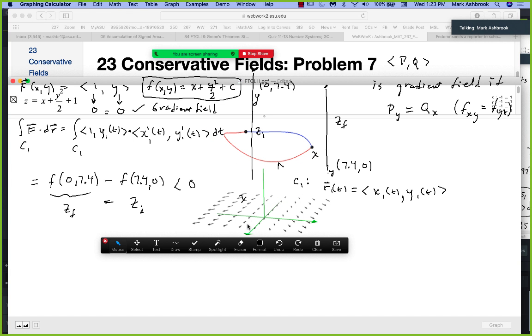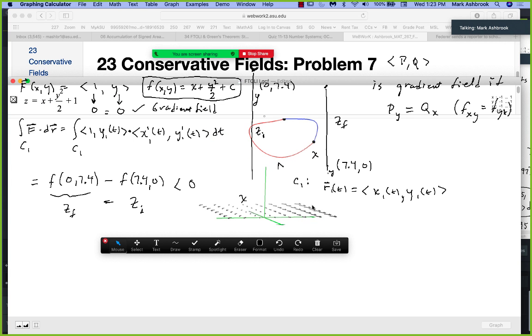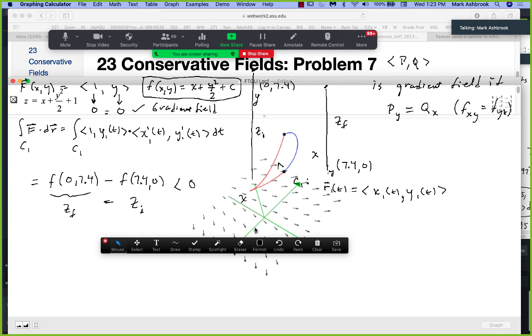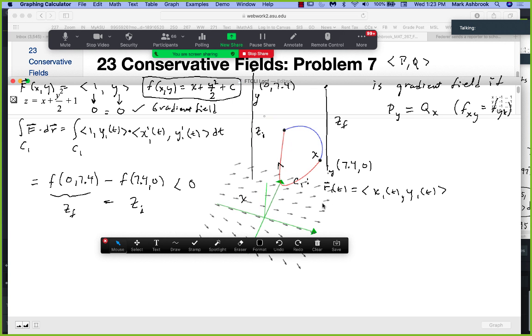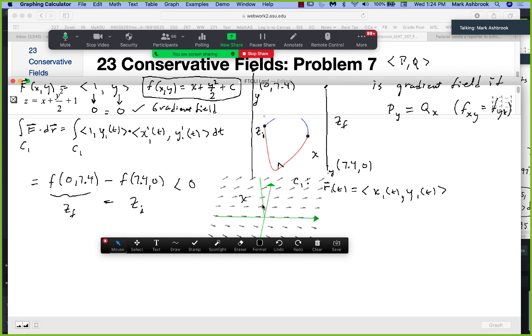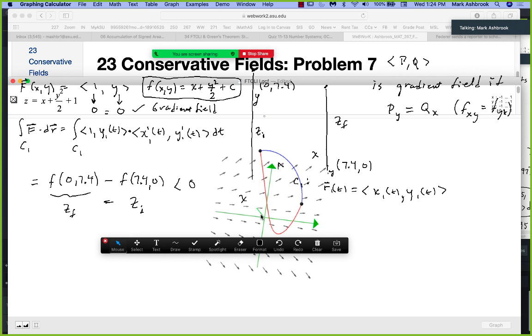Okay, so going back to R2, I'm going to move this back to R2 again. What would be another way to get the value of that original line integral that we were talking about?